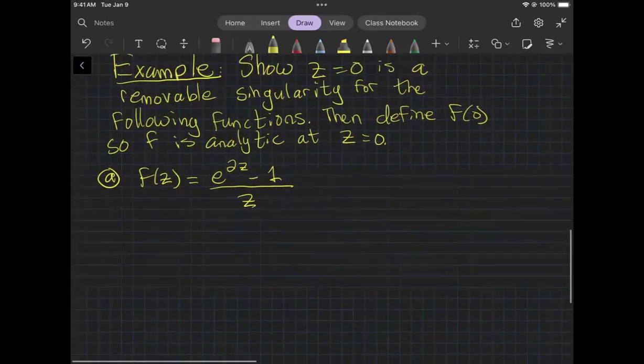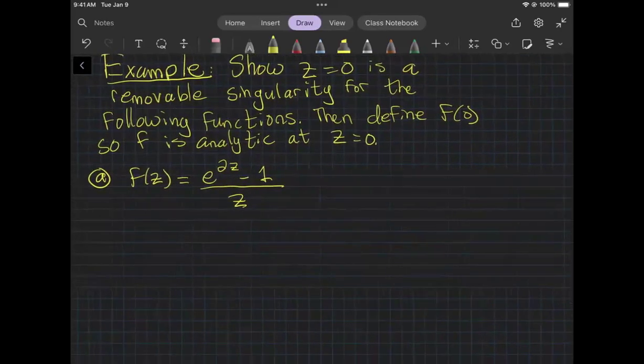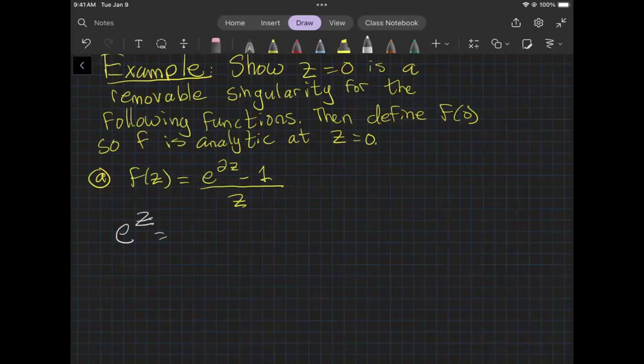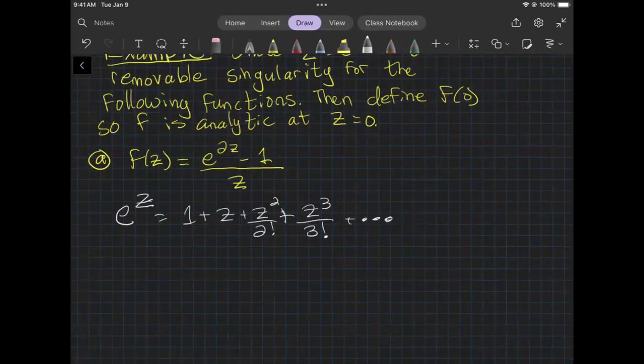So here's the first one. f of z equals e to the 2z minus 1 over z. Now, the good indication here is to look at the Maclaurin series for e to the z. We looked at last time what the Maclaurin series of e to the z looks like. So it's 1 plus z plus z squared over 2 factorial plus z cubed over 3 factorial, and this pattern keeps going. So this is the Maclaurin series for e to the z.